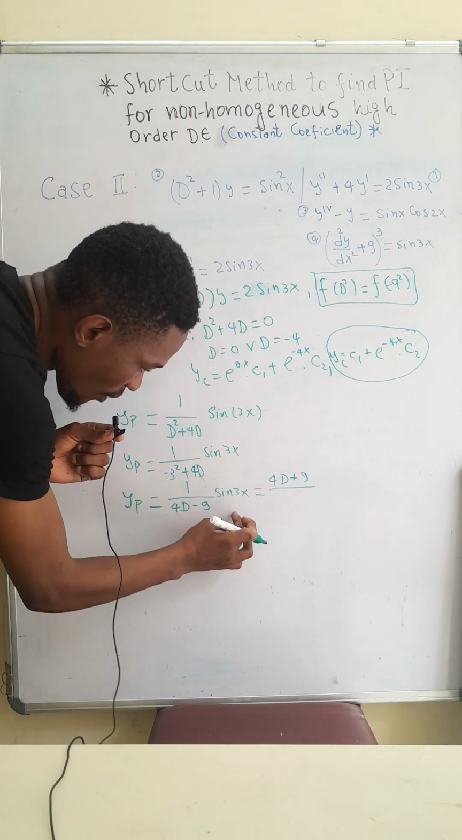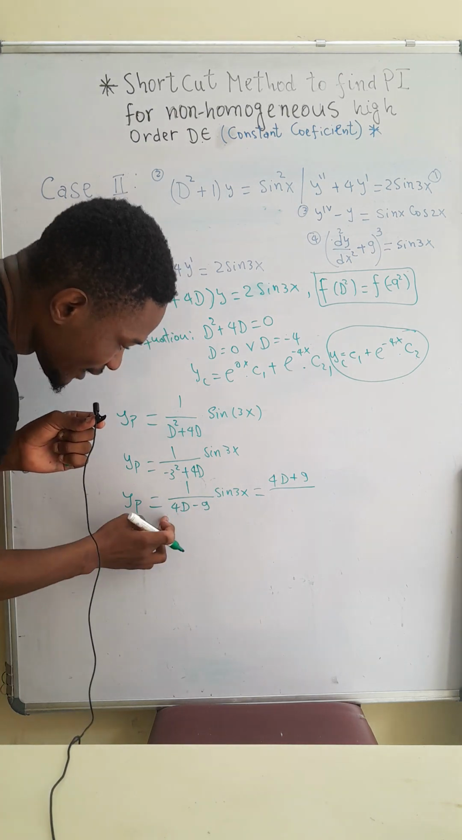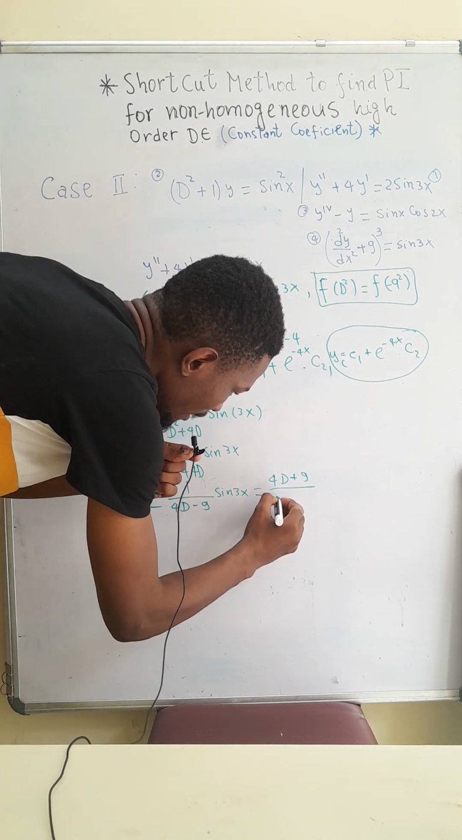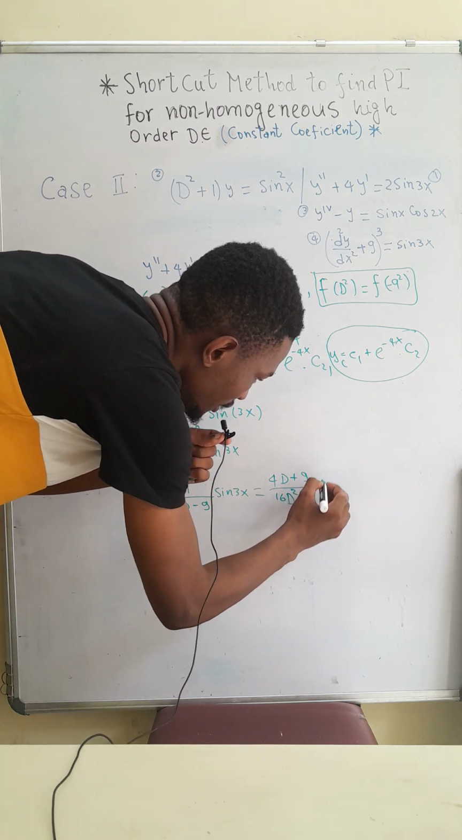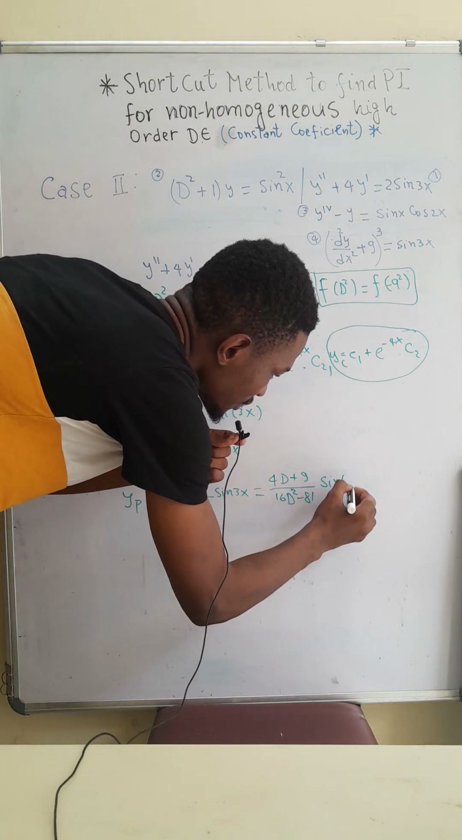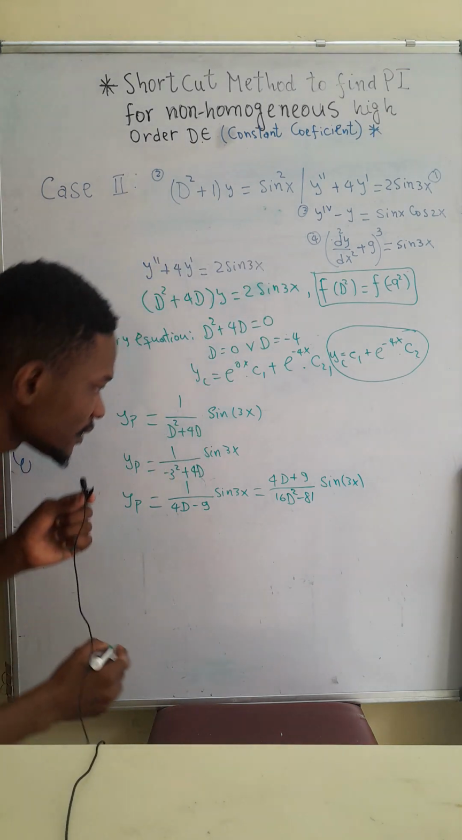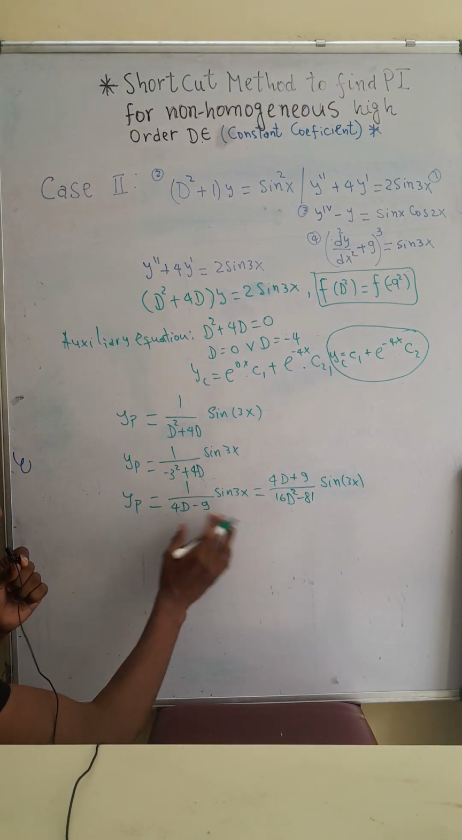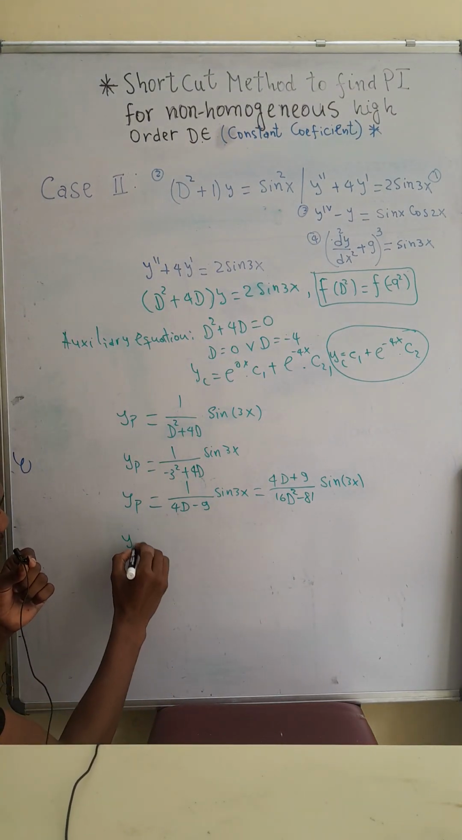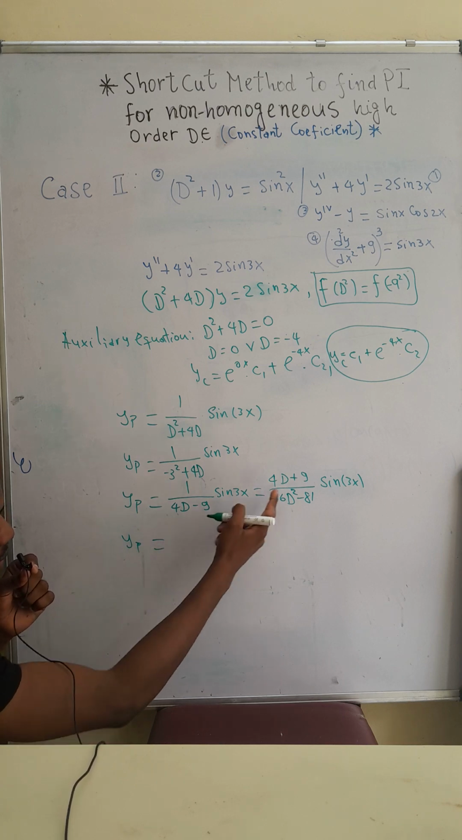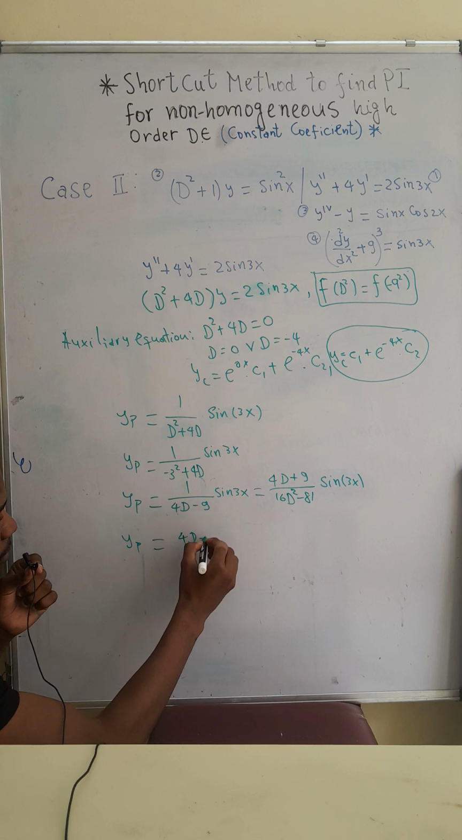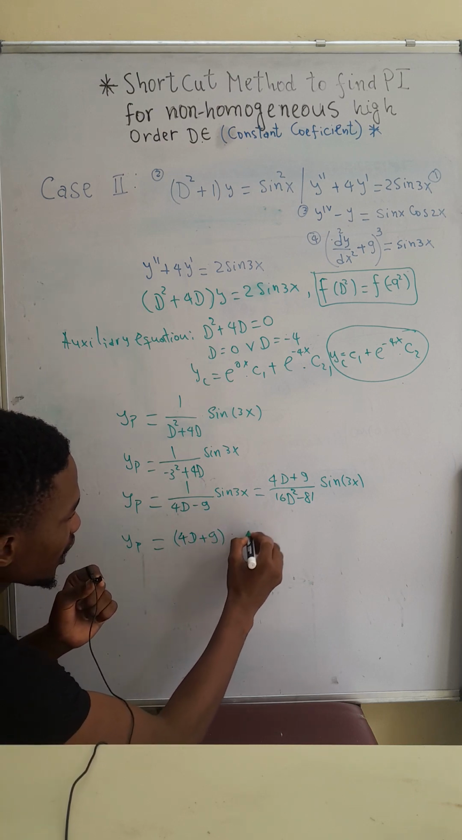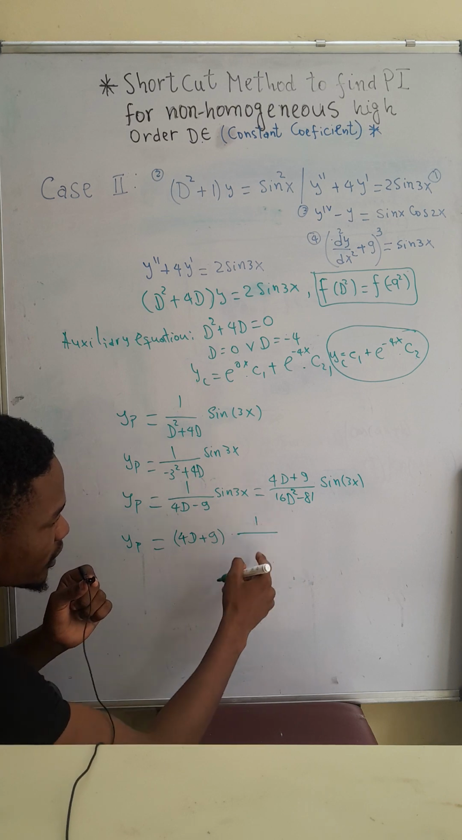Multiply and divide. When I divide this, it will be multiplied by this, the same, so it will be 6d squared minus 81. And here it will be sine of 3x. Okay? So from there, yp will be equal to, take this out, 4d plus 9. Take this out, and here you get 1 upon this expression.